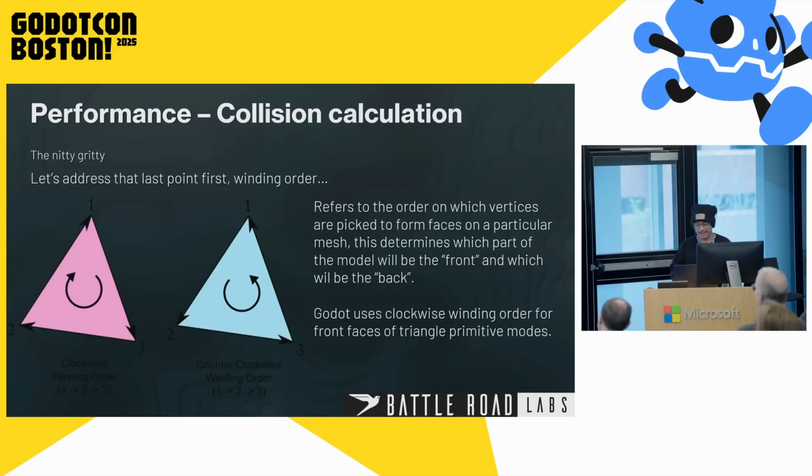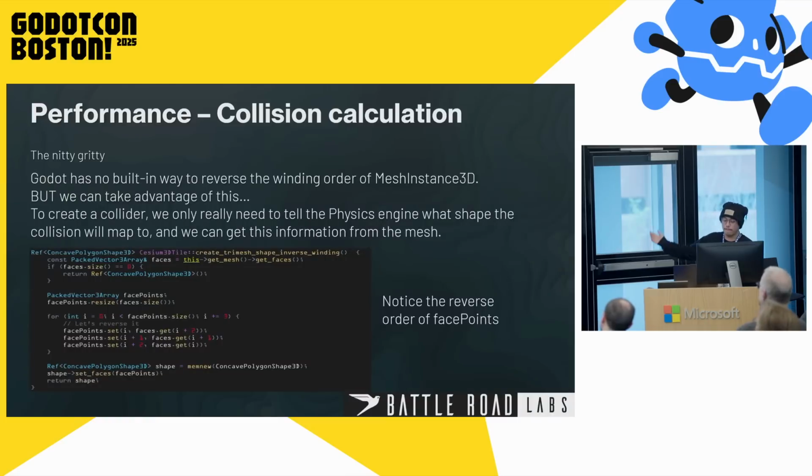So yeah, we had a little bit of a problem there, but since Godot has no built-in way to reverse the winding order of a MeshInstance3D, we can actually take advantage of this weird little inconsistency between those two formats. And to create any collider, all we really need is to tell the physics engine what shape that collider is going to be, right?